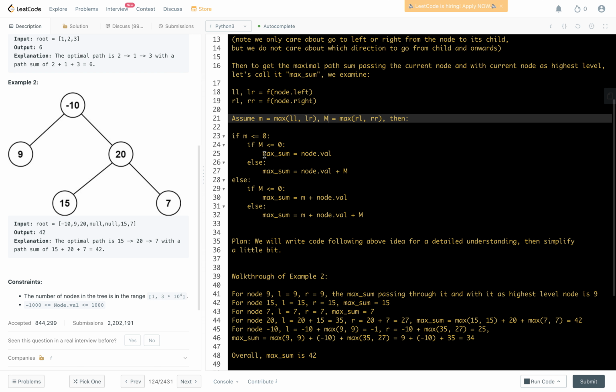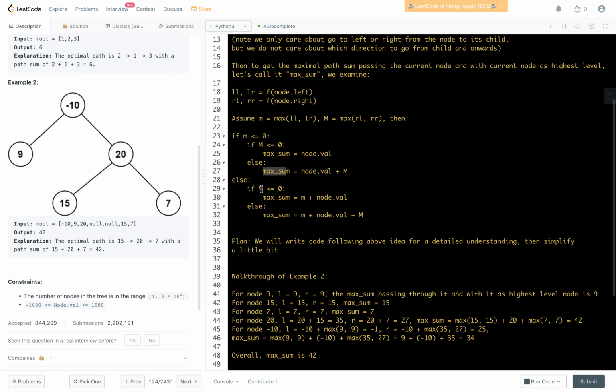So if little m is not positive, then we consider two cases. First, if capital M is also not positive, then the maximum sum will be the node value itself, because we don't want to go to left or right because they correspond to negative values. If the capital M is positive, then we can go to the right from the current node. So the maximum sum will be node value plus capital M. So this is the case for little m is not positive. Then we consider the case little m is positive.